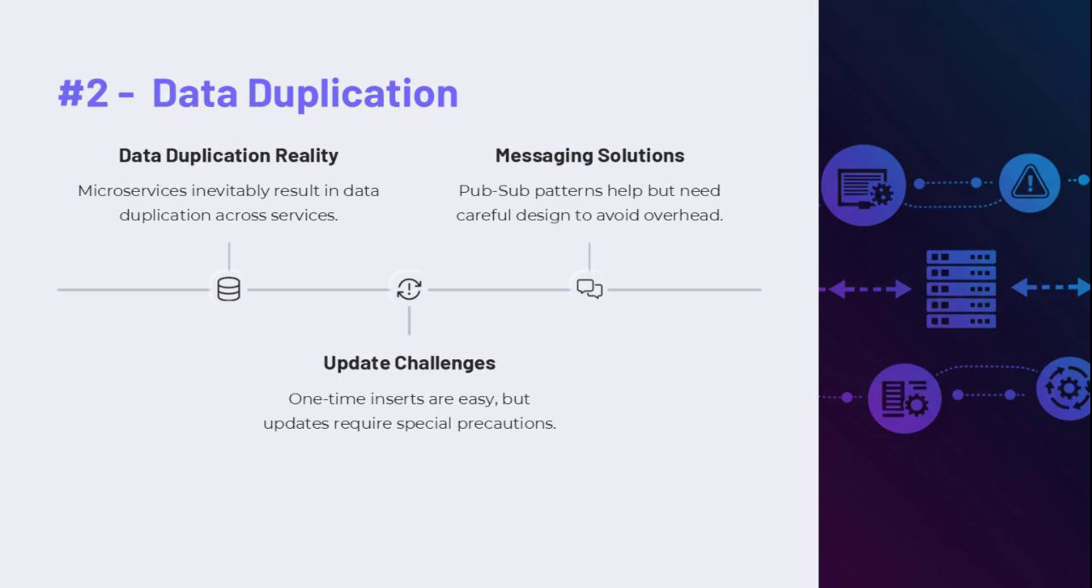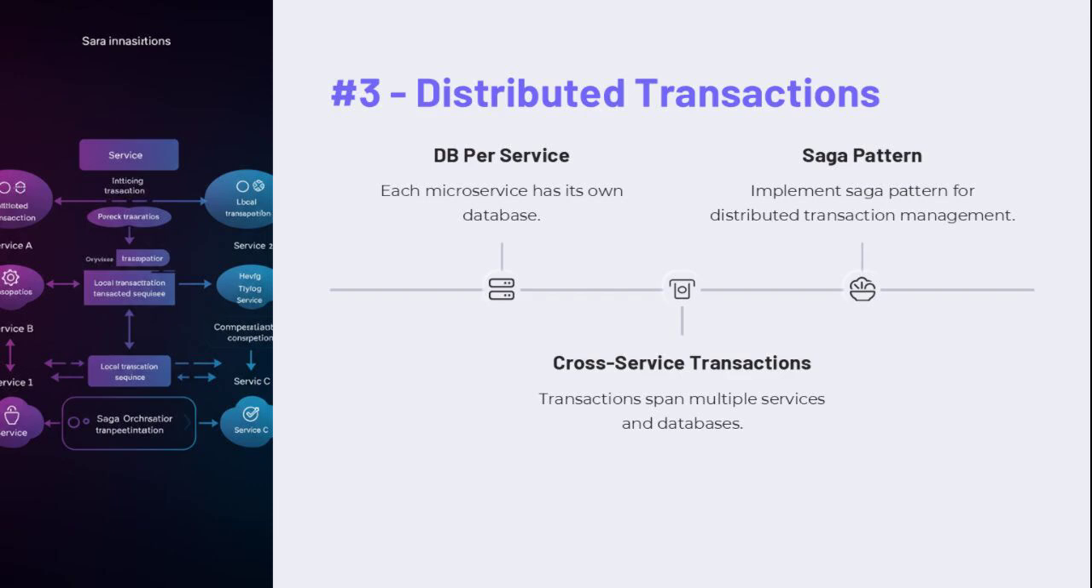Data duplication is an inevitable reality in microservices, requiring careful design to manage messaging solutions and update challenges. Pub/sub patterns can help but need careful design to avoid overhead, and one-time inserts are easy, but updates require special precautions. Distributed transactions involve having a database per service and implementing the Saga pattern for transaction management. Cross-service transactions span multiple services and databases, requiring careful coordination and management.